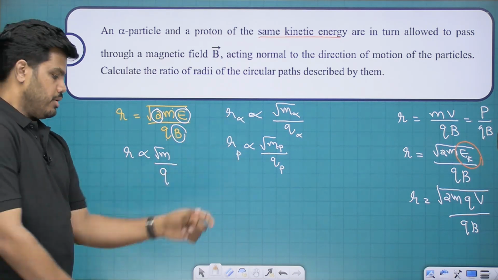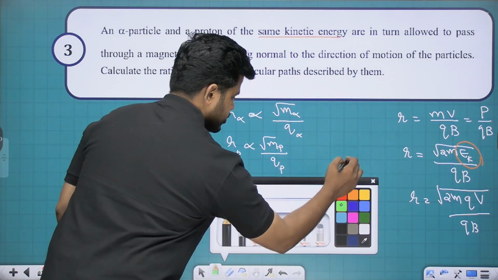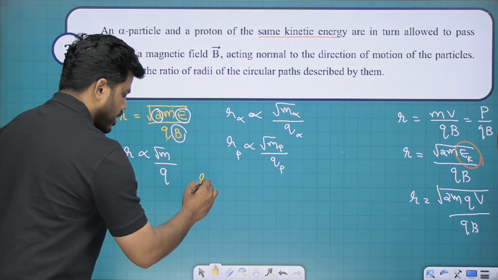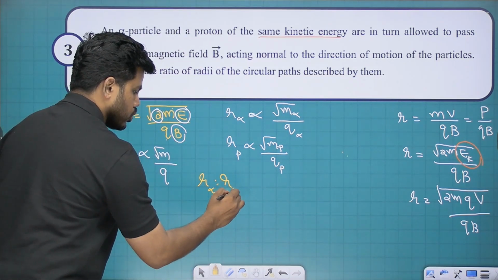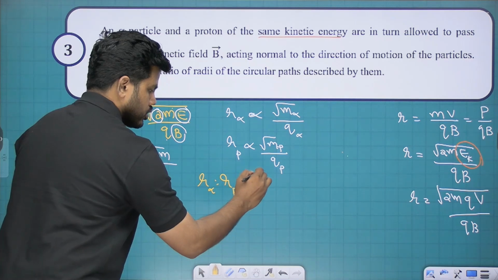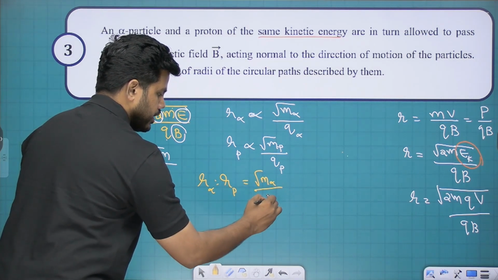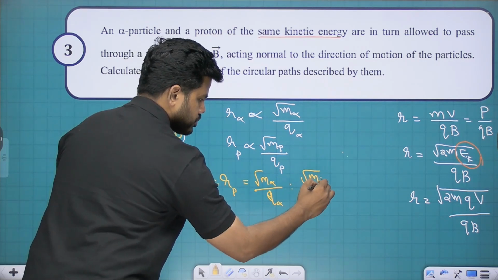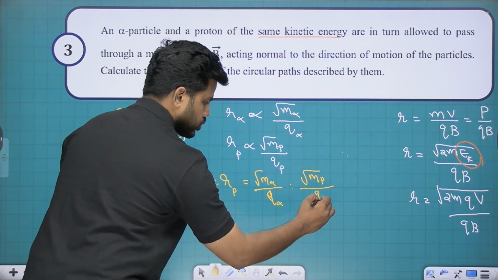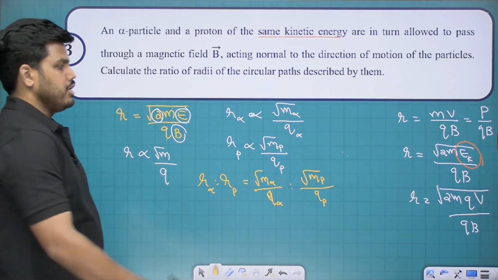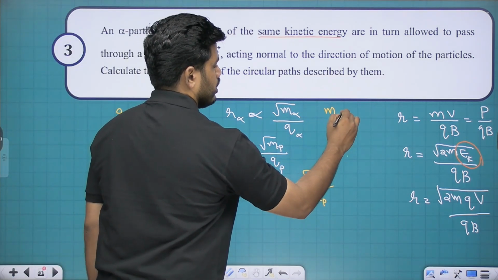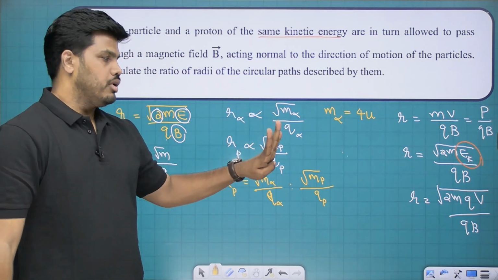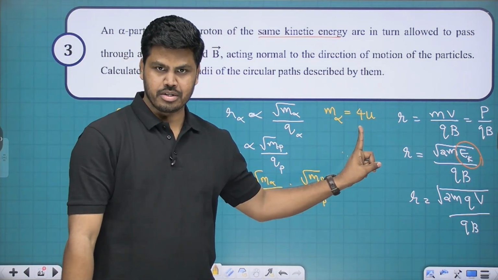Now take the ratio. We can go to the ratio R1 is to R2, or R alpha is to R proton, equal to root of mass alpha by charge alpha is to root of mass proton by charge of proton. We know their values, right? Mass of alpha. What is mass of alpha? We have 4 particles inside, right? You remember the table? 4 atomic mass unit, right?